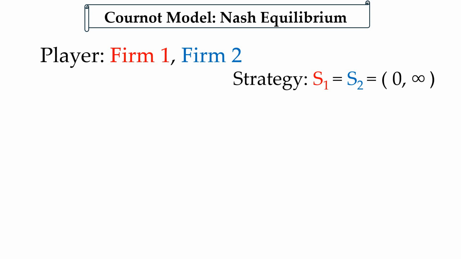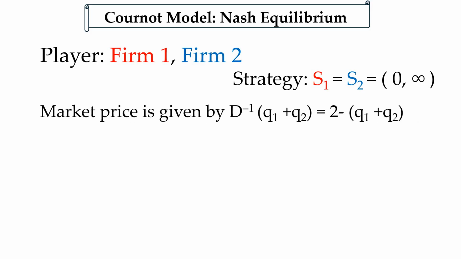In the Cournot model, the strategies available to each firm are the different quantities it might produce. We will assume that output is continuously divisible. Naturally, negative outputs are not feasible. That is why each firm's strategy space can be represented as S1 = S2 = [0, infinity).